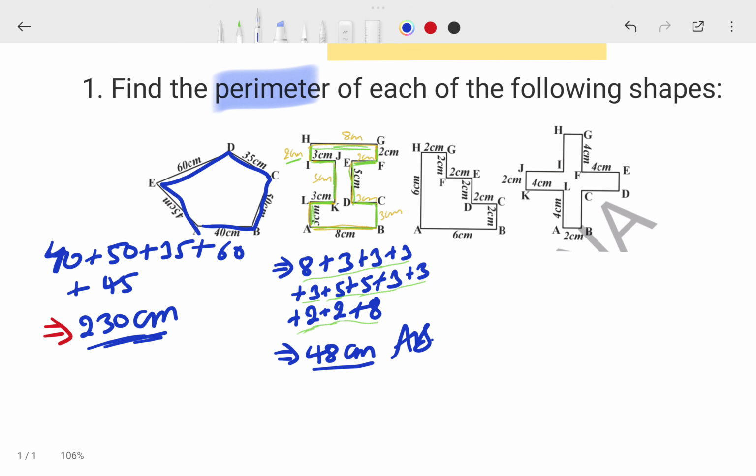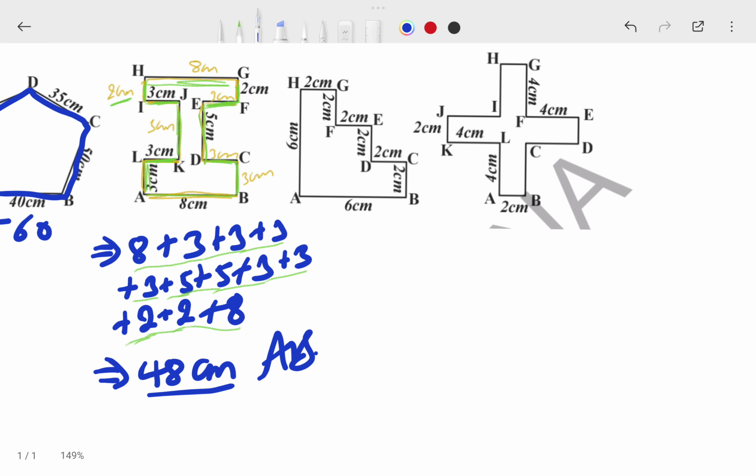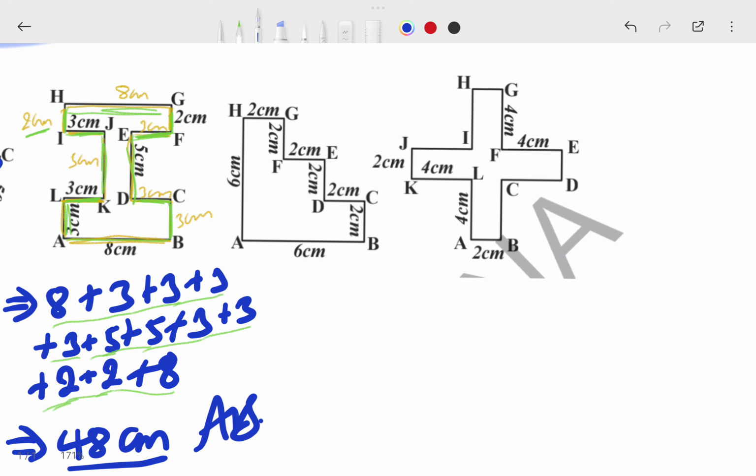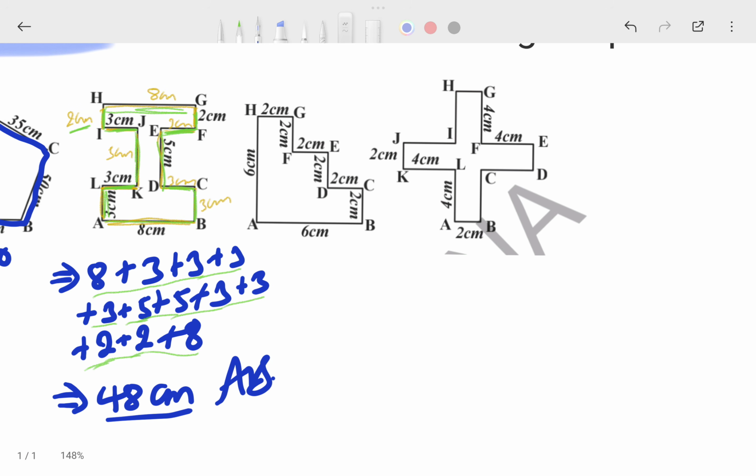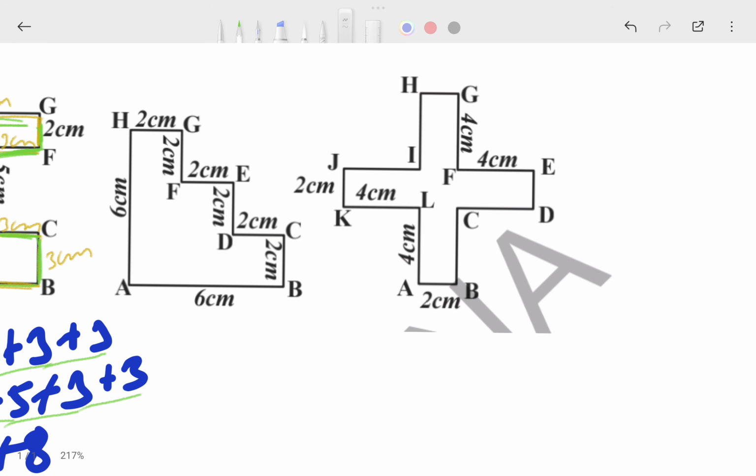Okay, the second question is clear. Is it clear or not? Right, so now this question is clear, so this is our answer. Now let's talk about this one. Here the AB is given. If you see in this figure, this AB is given 6 centimeter.